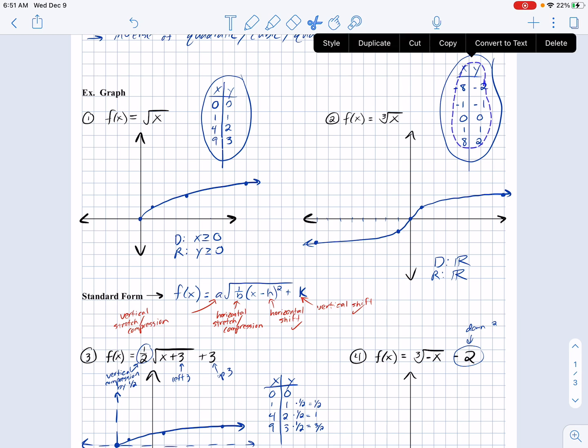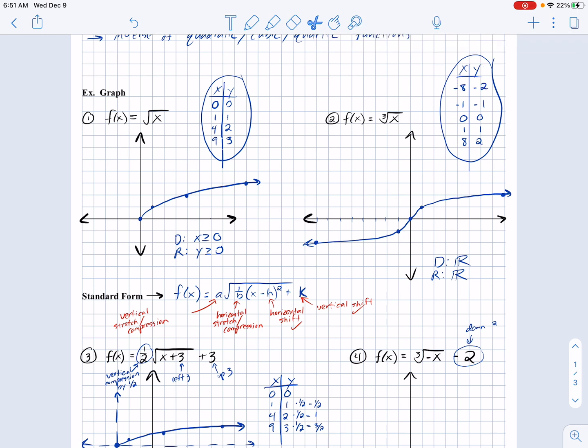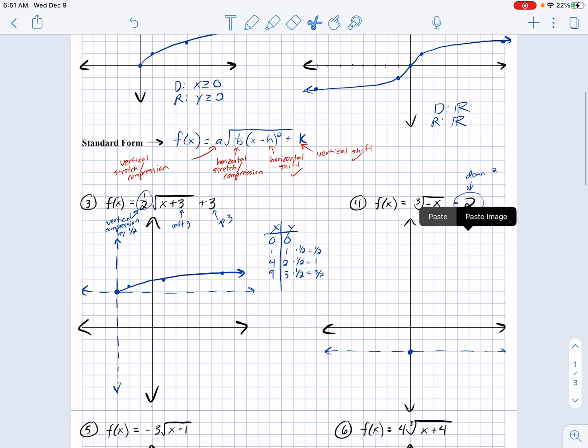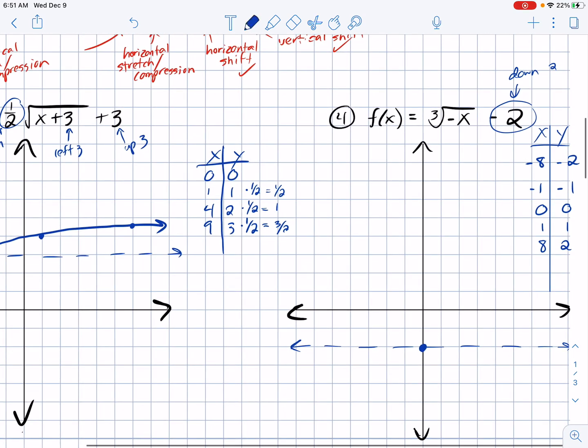copy and paste them, and we are going to apply one transformation here. This negative inside, that's a reflection. If you remember, if it's a negative b value, it's a reflection over the y-axis, which means all of the x's are going to become the opposite. So times -1.